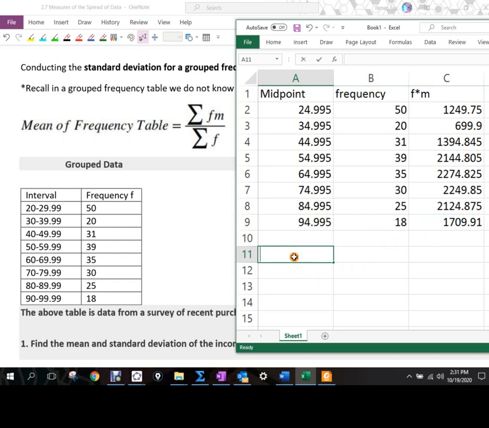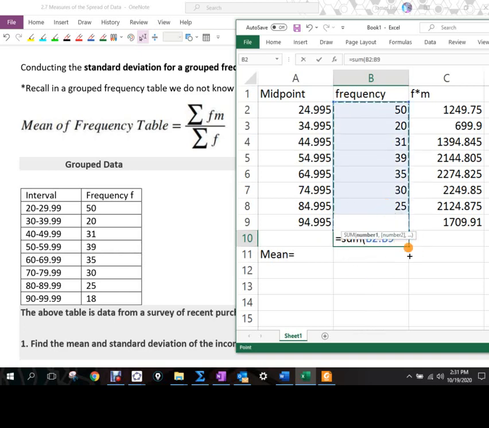Now I'm going to find my mean. So I'll write mean down here equals. In order to find my mean, I need to know the sum of my frequencies, right? So that would be the sum of those right there. Does that make sense? So just hit equal sum of B2 to B9. And that will then give me 248. That is my sum of my frequencies.